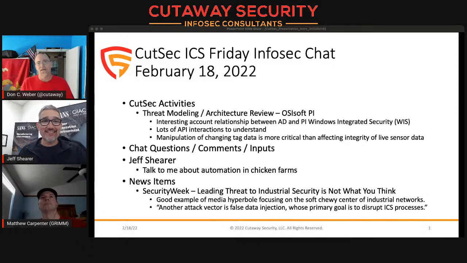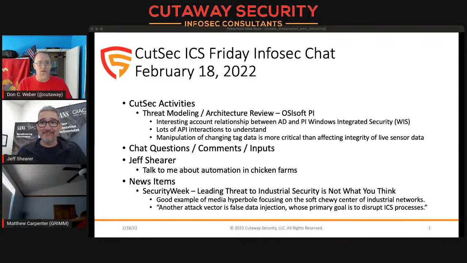So this week, working with some of our customers, as I mentioned, doing some threat modeling and architecture review for an OSIsoft PI installation. The threat modeling around that was pretty interesting, looking at their documentation. First of all, they had good documentation, good networking and stuff like that, so I was impressed by that.